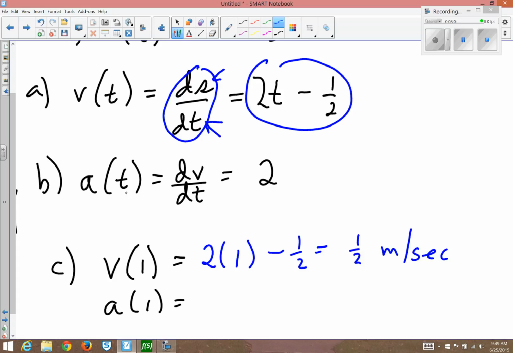And the acceleration in this exercise is a constant. That means there's no t in this. That means the acceleration is always this. The acceleration when t is 1 is 2, because it doesn't matter what t is in this exercise. And because of the definition of acceleration, the label for this answer is meters per second per second.